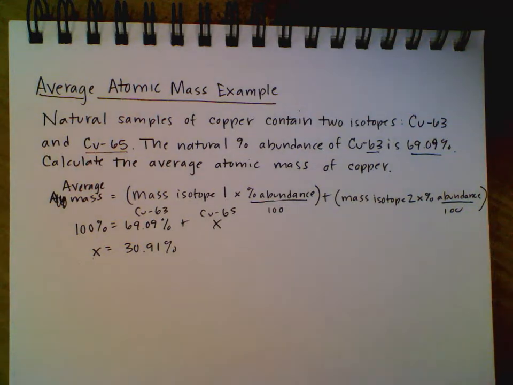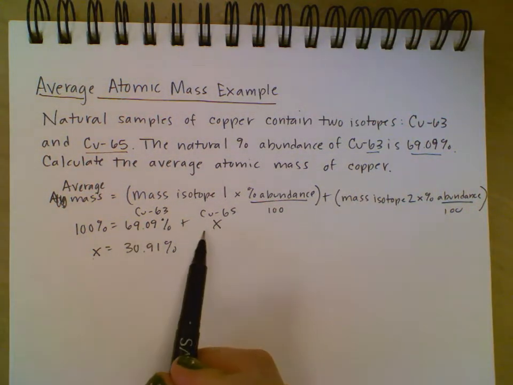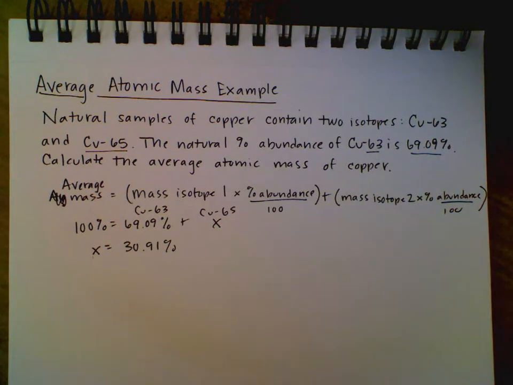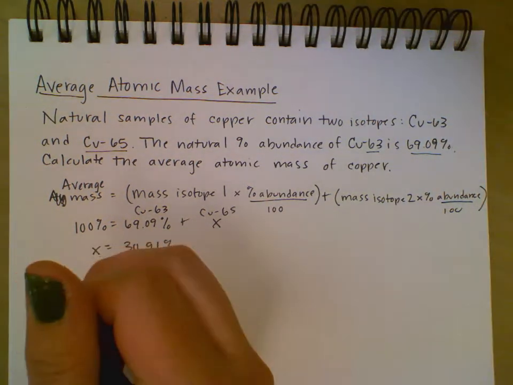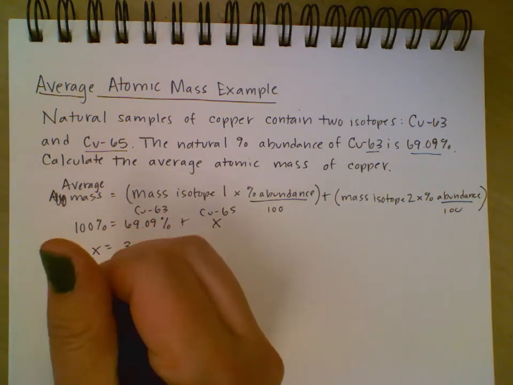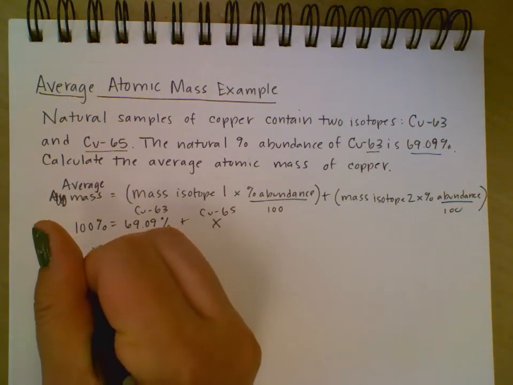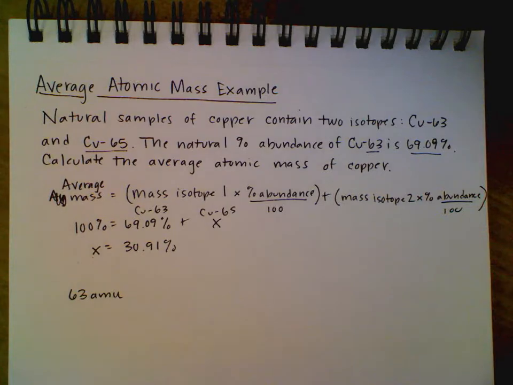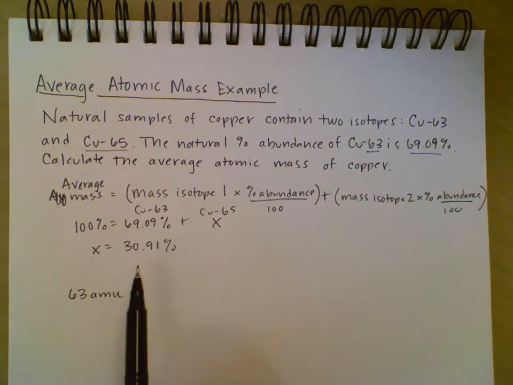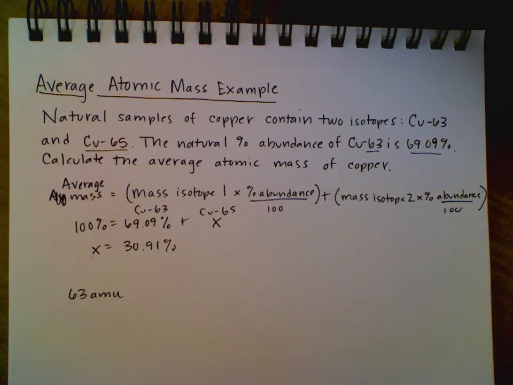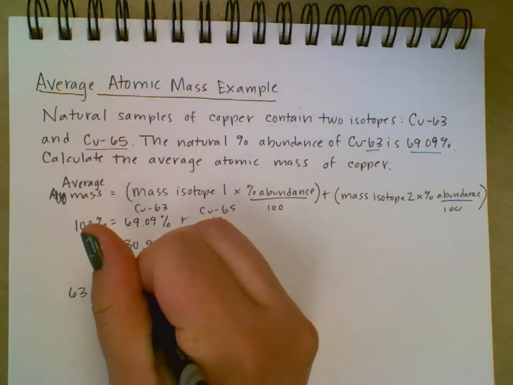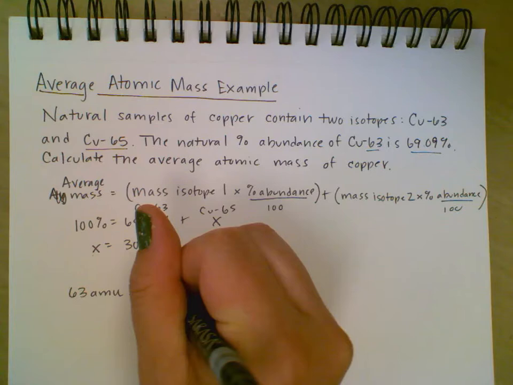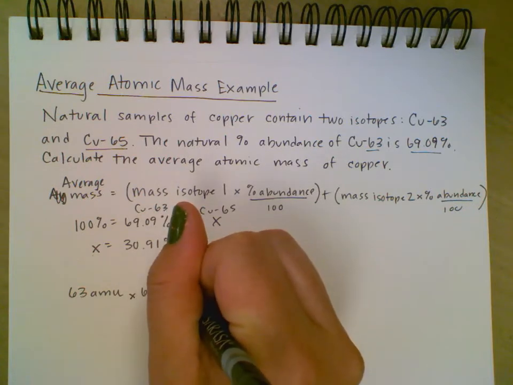Now, you don't need to show me this particular work, but in case you were confused or really rusty on your math, we'll just put that in there. To show my mass work, I'm going to take 63 AMUs, which is the mass for my copper 63. Units are going to be super important, so make sure that you include those. So it's 63 AMUs, and then I'm going to take my percentage, 69.09%, and divide it by 100.